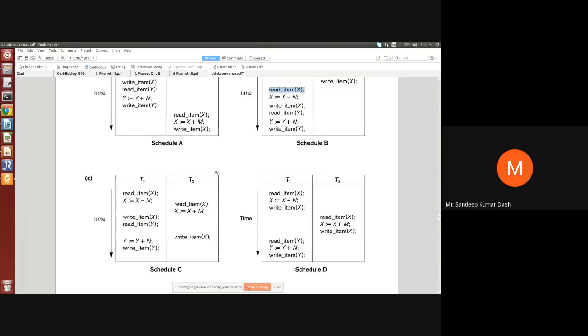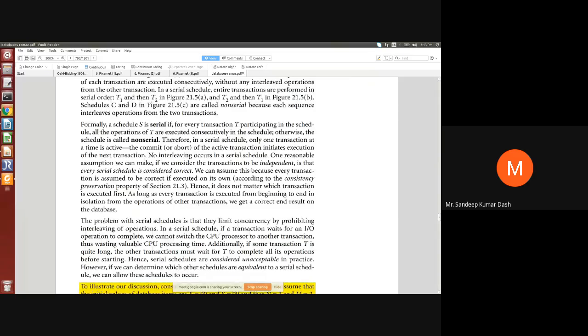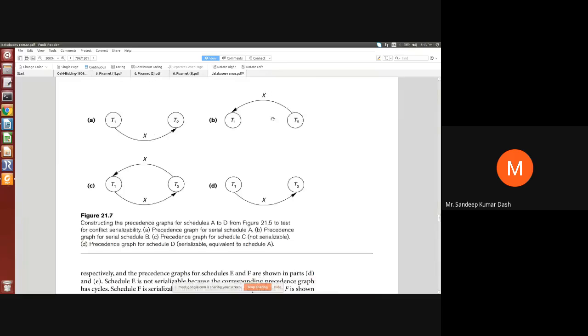You see here the graphs for schedule A, schedule B: T1 to T2 for this side serial schedule, T2 to T1 for this side serial schedule. Based on which data item? Based on X.